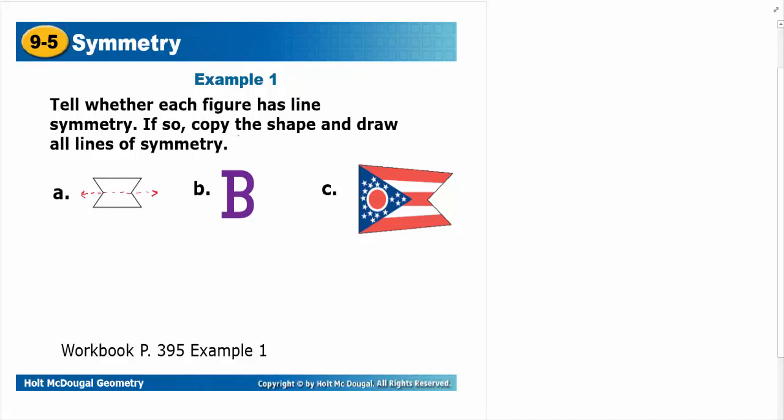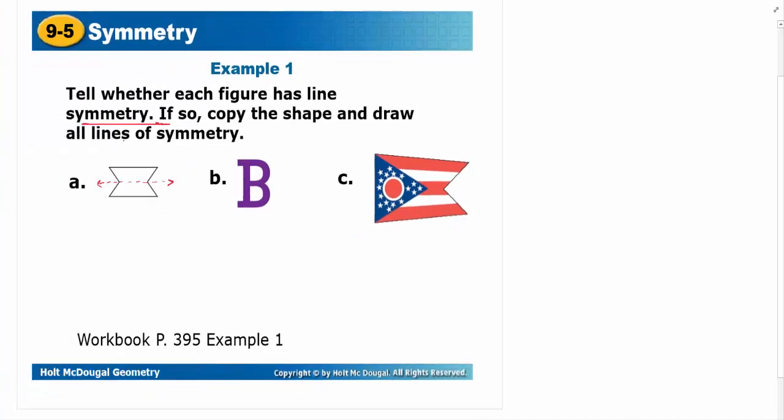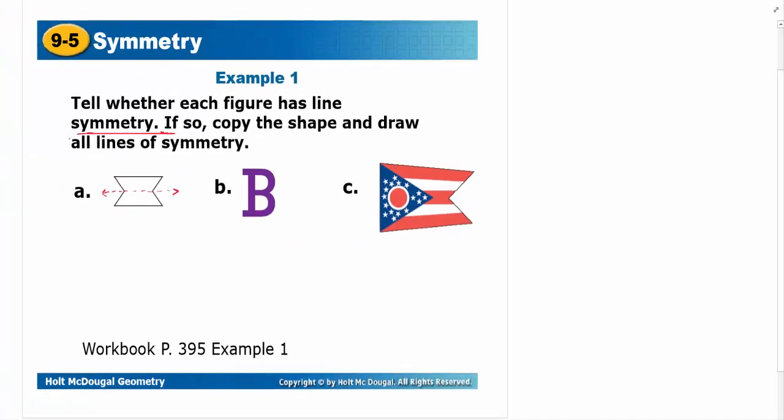Okay, now it does say, if it has line symmetry, copy the shape and draw all lines. You can copy all lines of symmetry. So there is another one here. If you can't see it, I'll show you, but if you can, go ahead and draw it. So the other one should be right here, going right down the middle vertically.